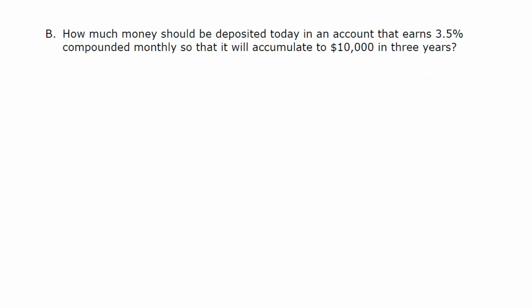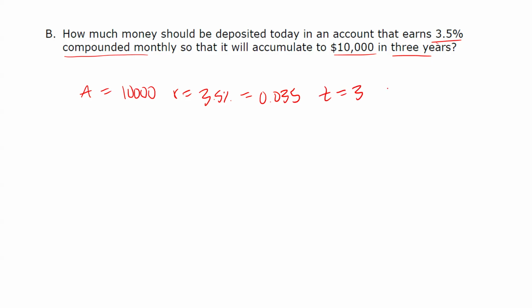All right, how much money should be deposited today in an account that earns 3.5% compounded monthly so that it will accumulate $10,000 in 3 years? So we want to know how much we need to invest today. So that means we're trying to find P. Our A, the total amount in the future that we want to have, is $10,000. Our rate is 3.5%, which is 0.035. Our T is 3, and we're compounding monthly, so our N here is 12.